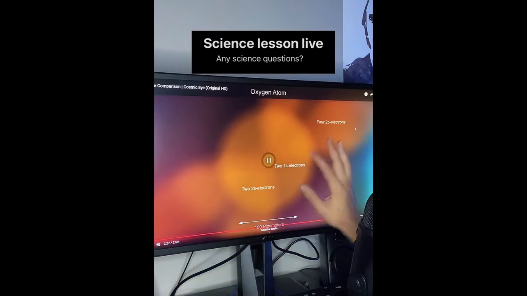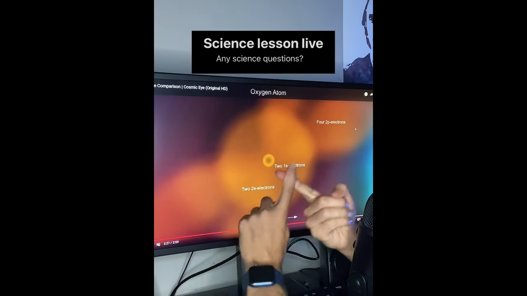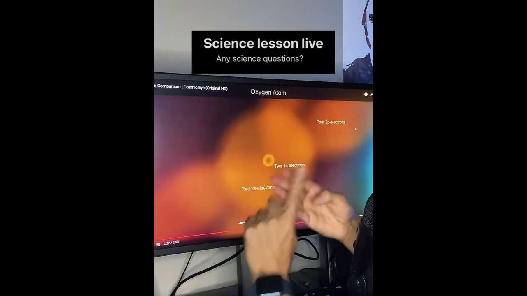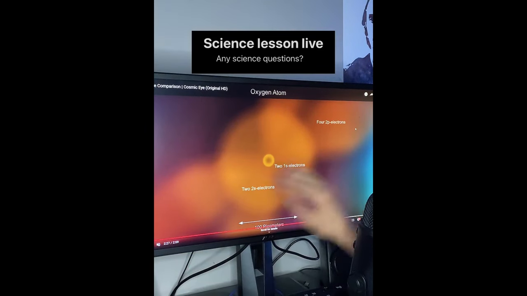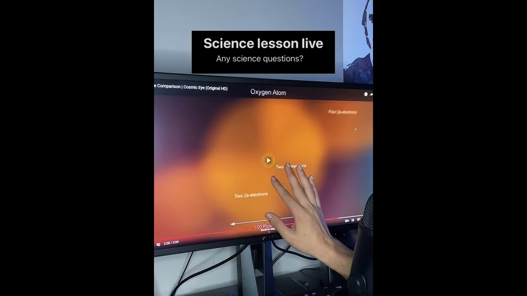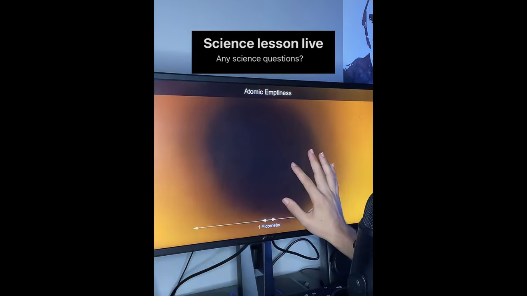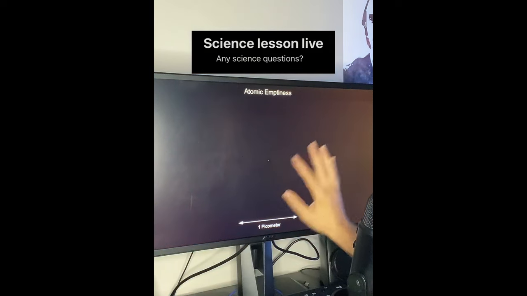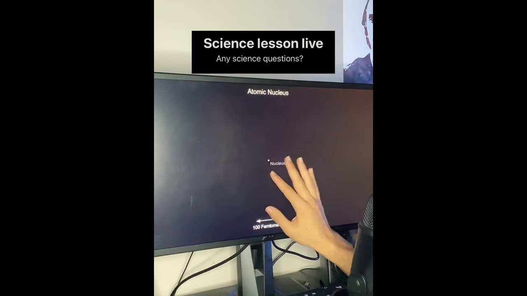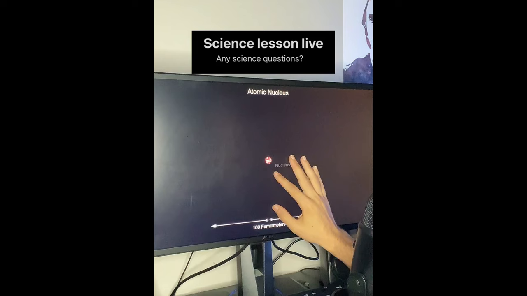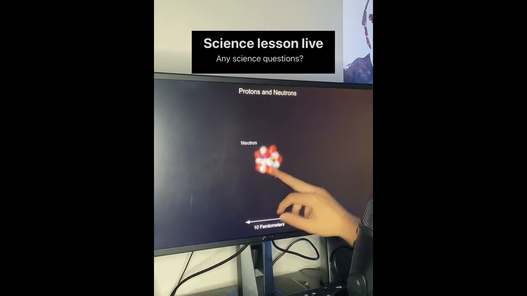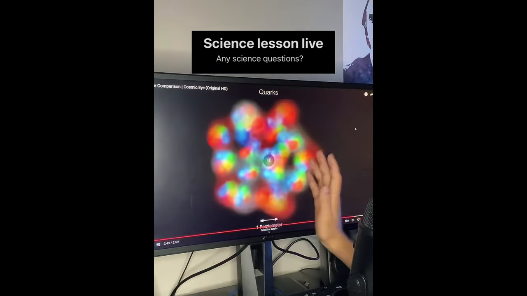Here's an oxygen atom, right? That's what your DNA is made of. Carbon, oxygen, hydrogen, nitrogen. And inside of atoms are electrons. Electrons orbiting around a nucleus. A lot of emptiness in the atom. But inside of it is a nucleus. A nucleus contains neutrons and protons, other small particles.